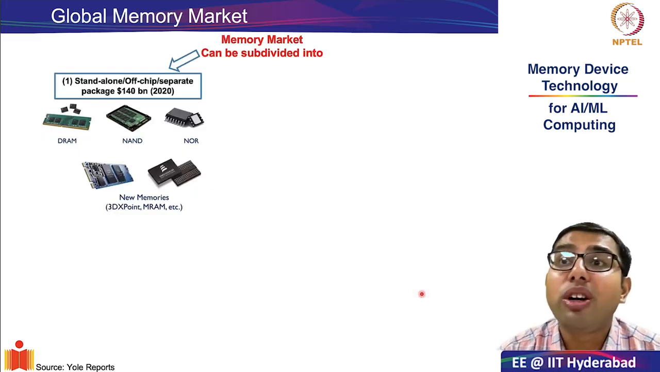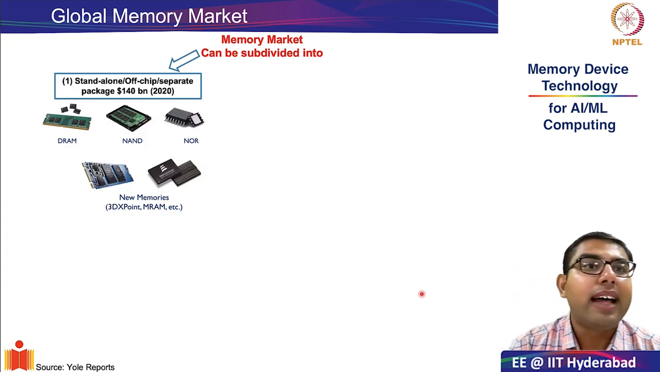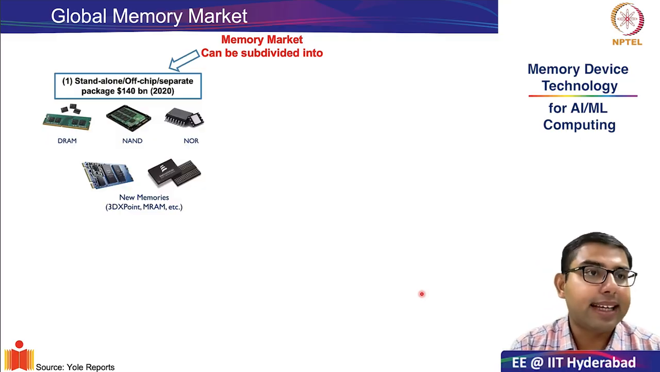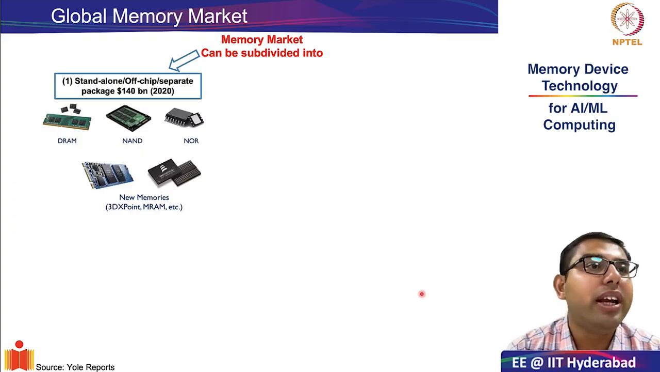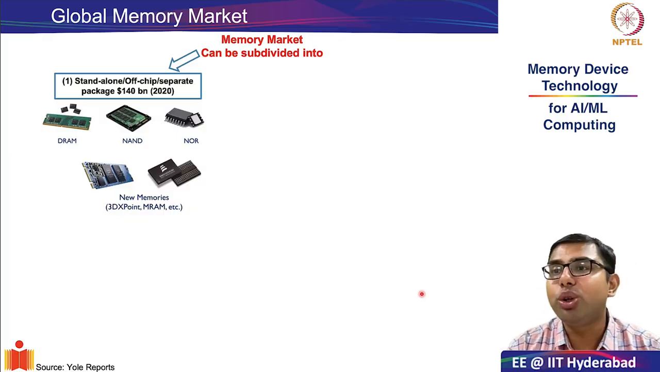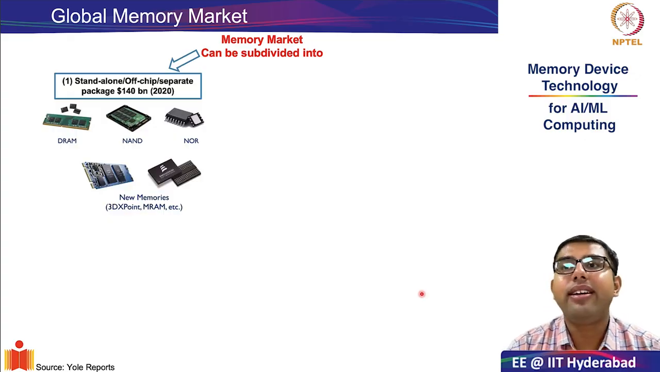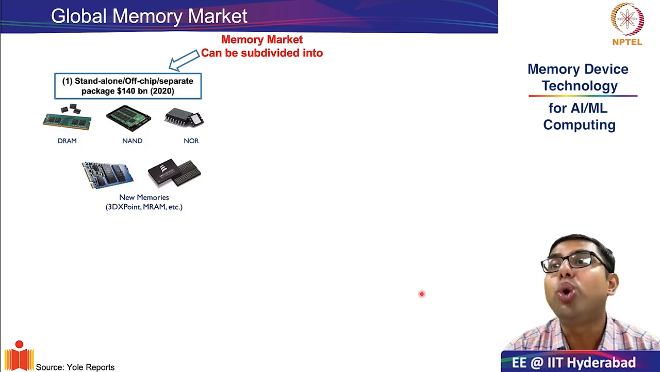I want to go back to the question which I asked in the previous slide. I said that the previous graphic that we saw, suggesting that the size of the memory market is only $170 to $180 billion, is a gross underestimate. And I asked you, why is that the case? To give you a further hint, let me indicate to you that the entire memory market in principle can be divided into two parts.